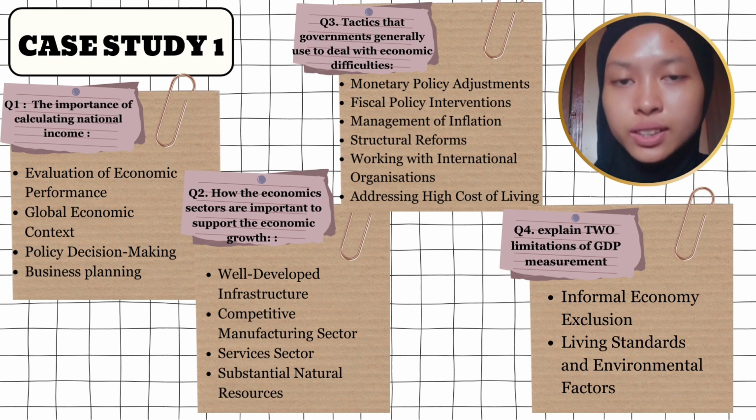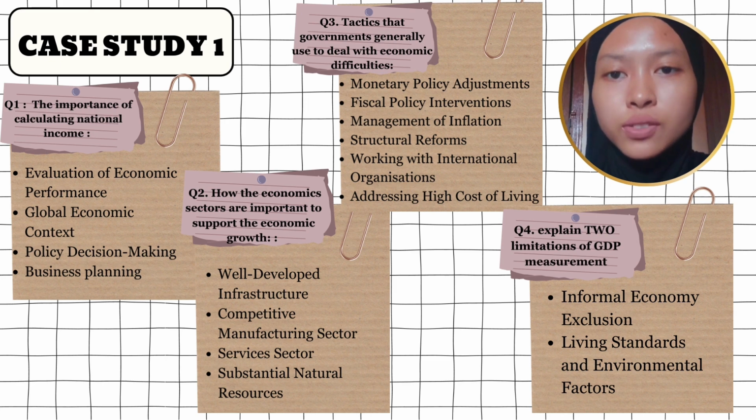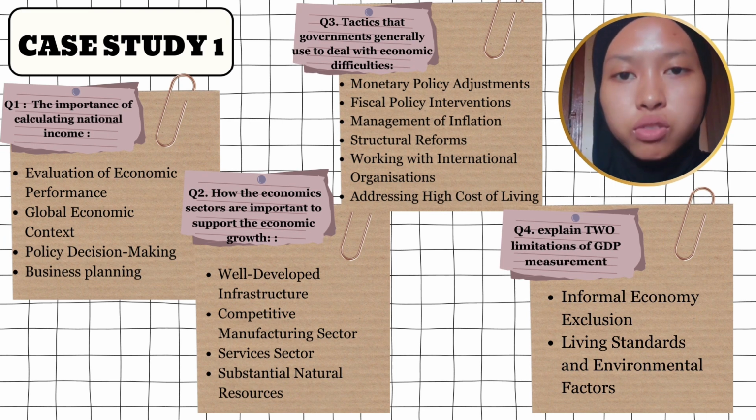So for the last question, question number 4, explain two limitations of GDP measurement. So the answer is first, informal economic exclusion. Examples include unregistered enterprises and informal employment, which together account for a large share of economic activity in many nations. The second one is living standard and environmental factors. For example, GDP does not take into consideration the distribution of wealth or the standard of living. Rather, it measures the economic output and the value of products and services generated inside a nation.